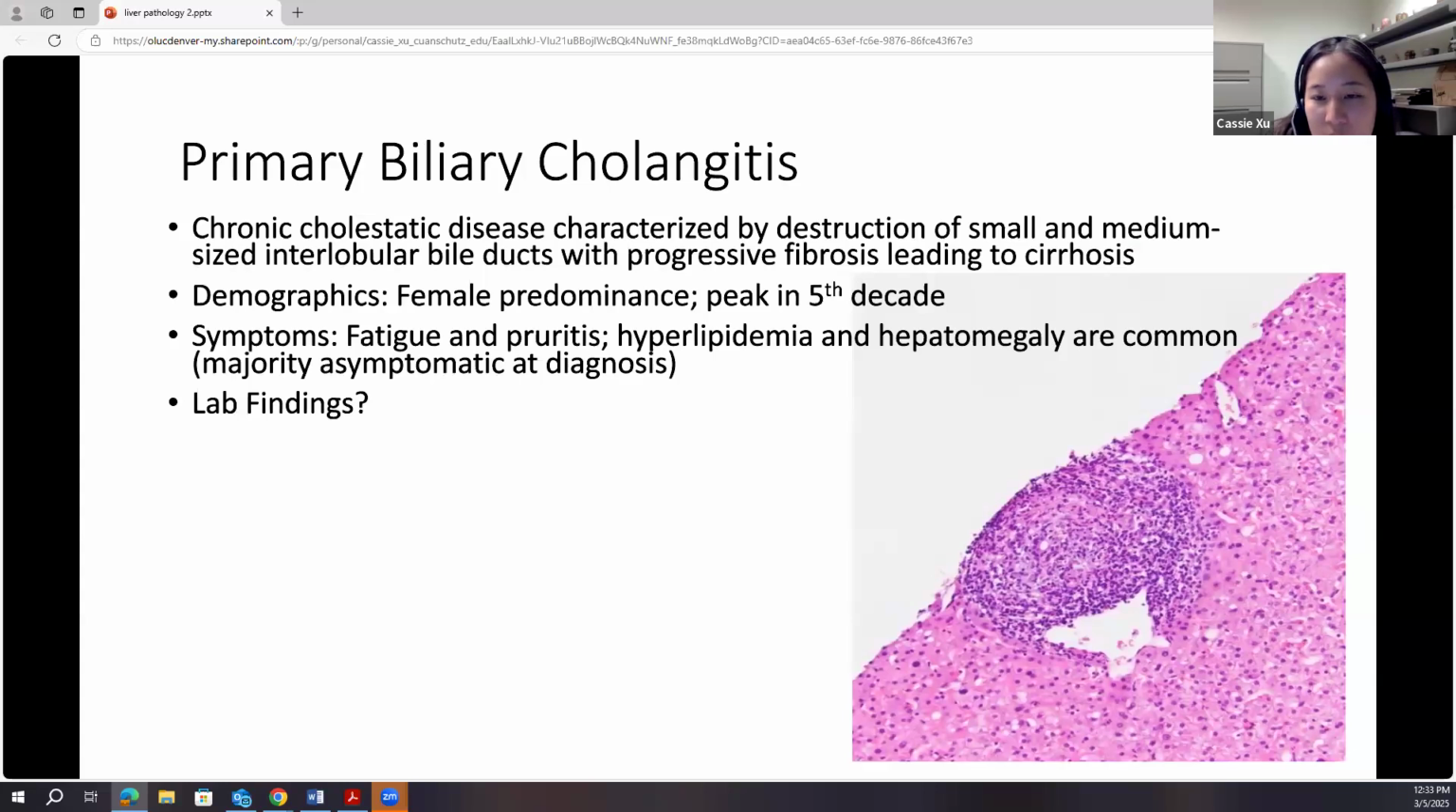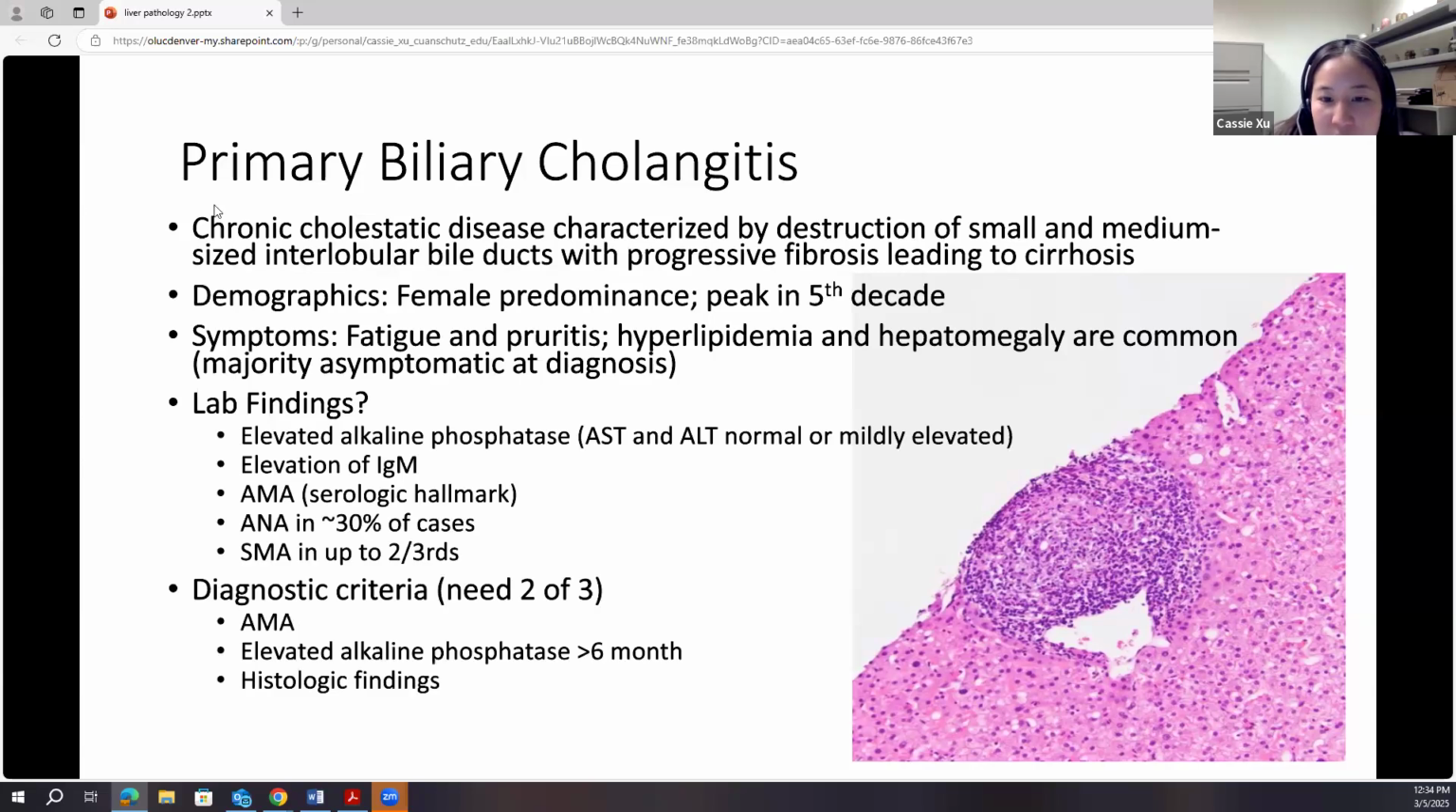So one of the common diagnostic considerations is primary biliary cholangitis. This is a chronic cholestatic disease characterized by destruction of small and medium sized interlobular bile ducts with progressive fibrosis that eventually leads to cirrhosis. Typically, as you know, female predominant, peak in the 5th decade. Symptoms are fatigue, pruritus, hyperlipidemia, hepatomegaly.